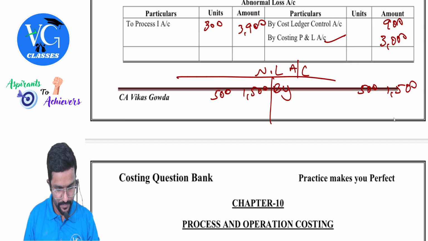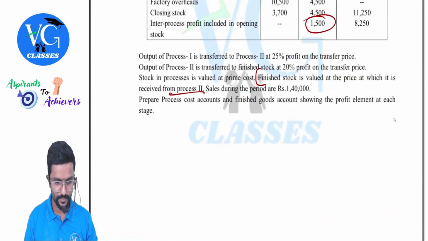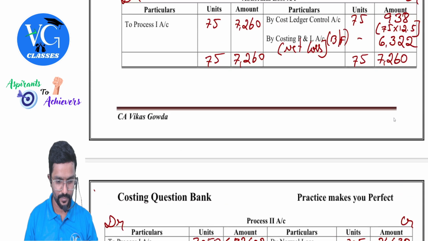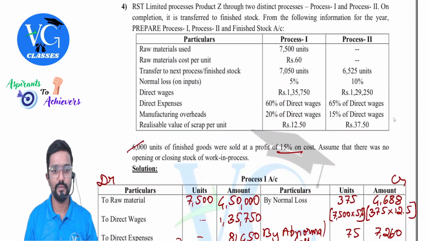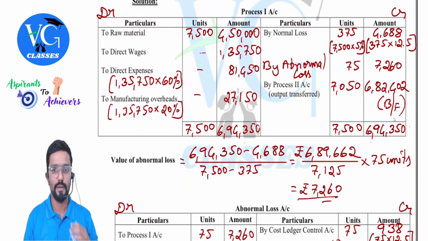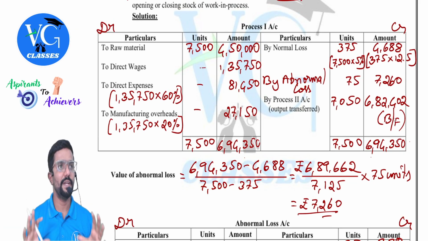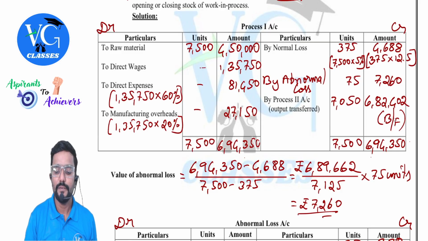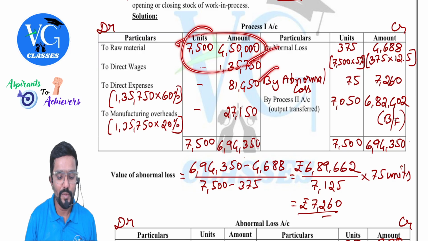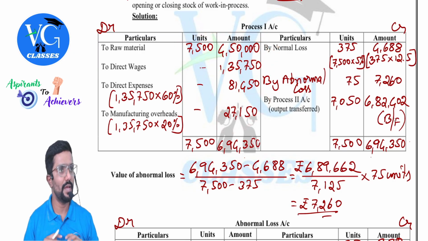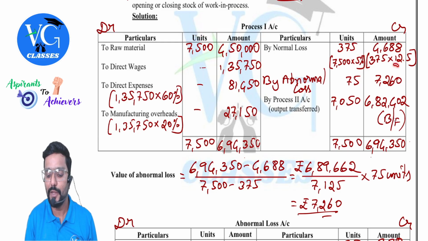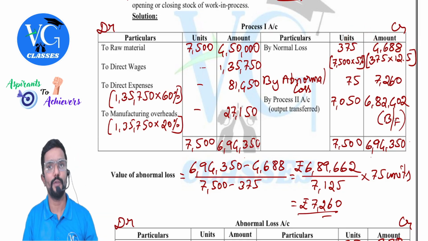Sure. One second. I will just show you a question which I have solved in my regular class. You can see, guys, all the data is given. We will not go into detail about the data. So you can see one by one. First material, wages, overheads, every expense we will take. On the credit side, we will first record the normal loss. How much is that? 5% of input. Then scrap value they have given 12.5. 375 into 12.5. You will get the scrap value of normal loss units.